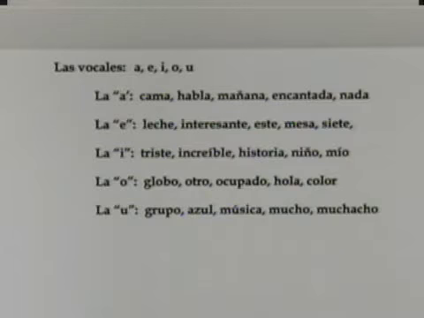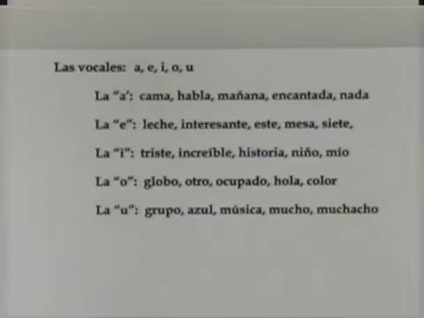La I. Triste. Increíble. Historia. Niño. Mío. La O. Globo. Otro. Ocupado. Hola. Color. Y finalmente la U. Grupo. Azul. Música. Mucho. Muchacho. So let's practice the vowels one more time. A. E. I. O. U.